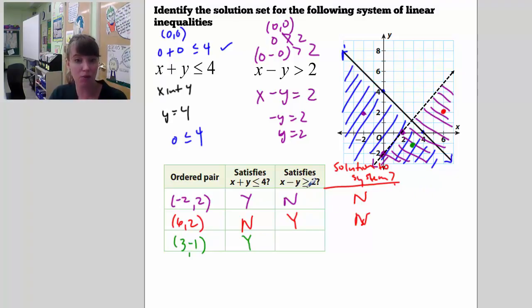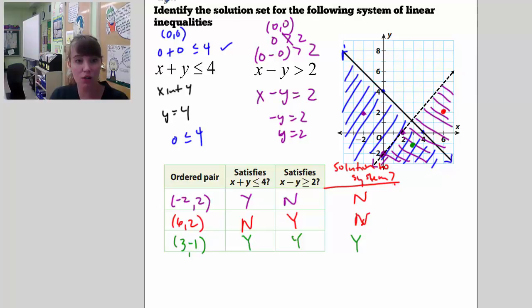3 minus a -1 would be 4, and that is greater than or equal to 2. So yes, that satisfies this one. And so the answer is yes, that satisfies the system. So everything that's in the doubly shaded region, the overlap of the shaded regions, is going to be the solution set. Now this is something you absolutely need to remember.